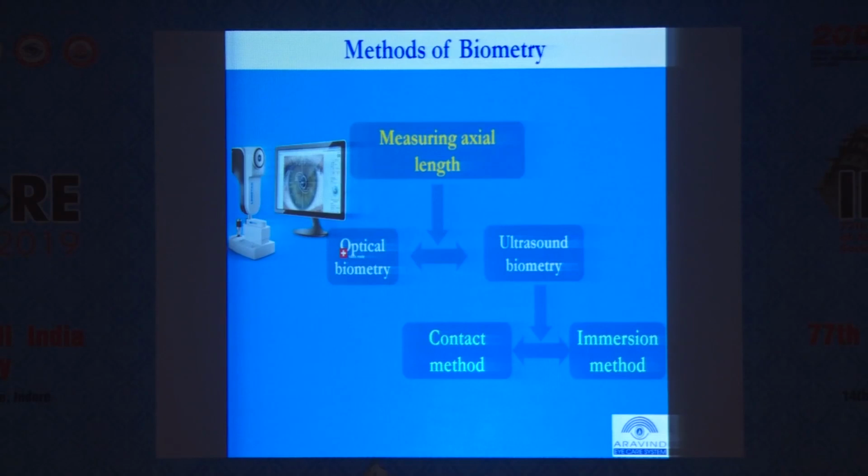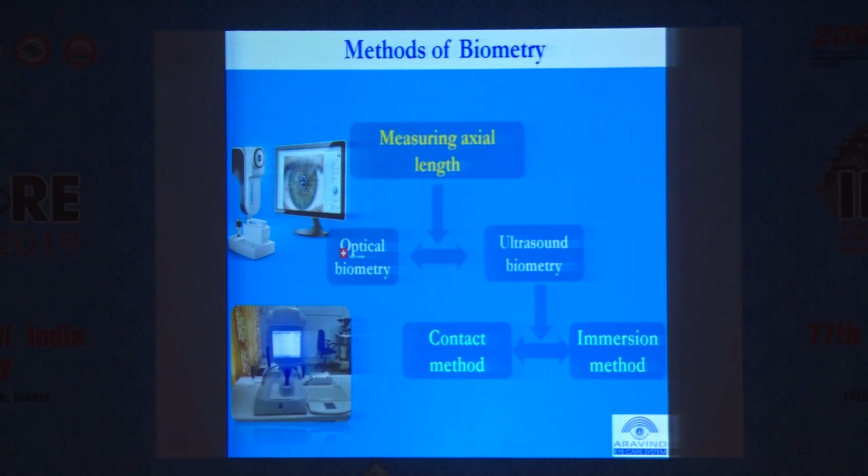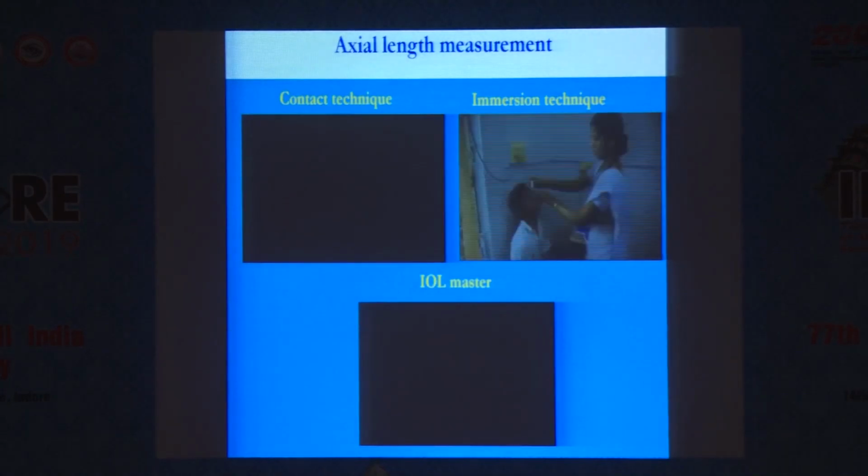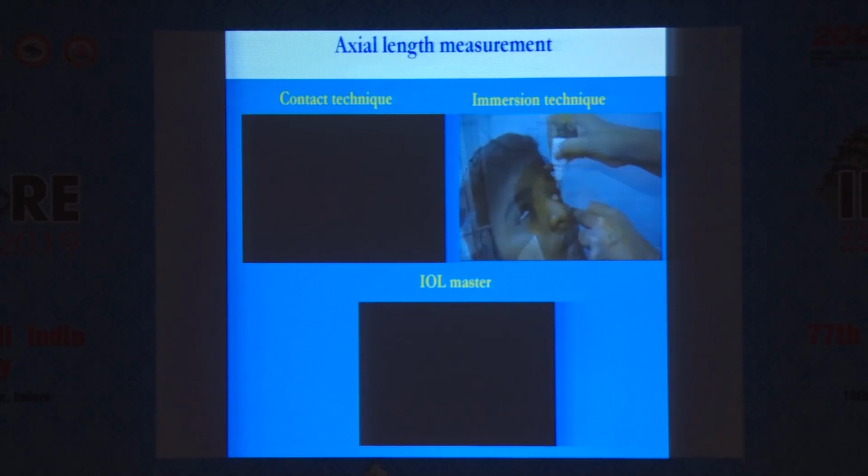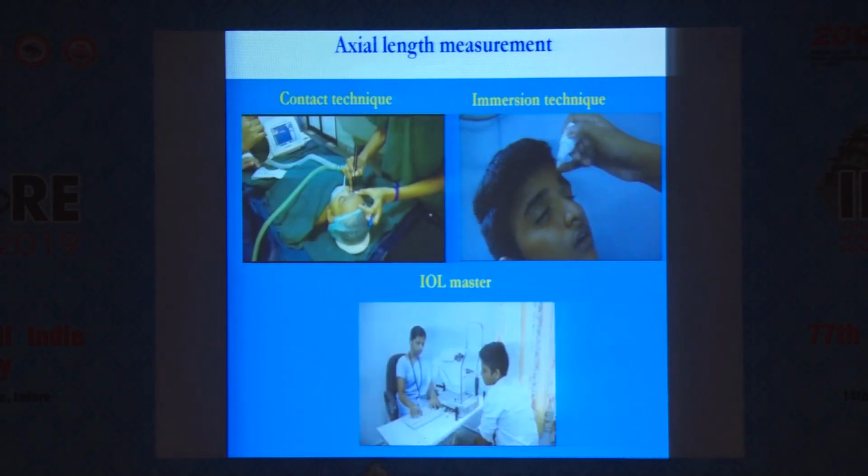So we all know that axial length measurement could be done with optical biometry, the partial coherence interferometry method, Lenstar, or with the IOL Master, and with ultrasound biometry, traditionally by either a contact or an immersion method. I'm playing a video just to demonstrate the techniques.